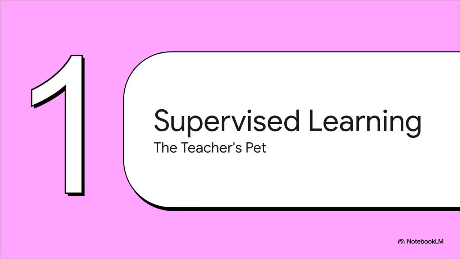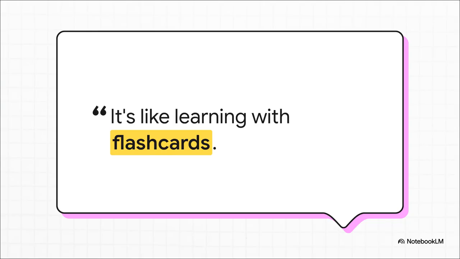Okay, first up, we've got the most common and probably the most straightforward approach. I like to call this one the teacher's pet of machine learning. It's called supervised learning. And the best way to get your head around this is with something we've all done, studying with flashcards. Seriously, imagine you've got a question on the front, and bam, the correct answer is right there on the back. That's it. That's the core idea right there.